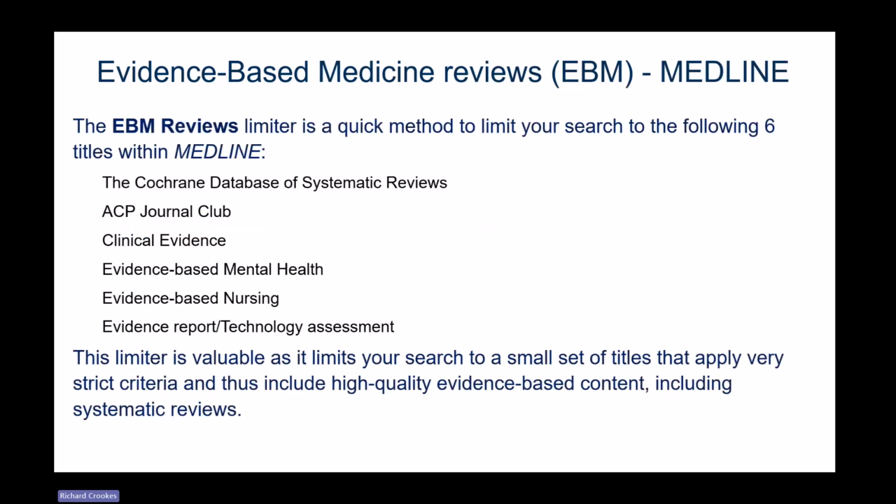Now, in contrast, the EBM reviews filter for MEDLINE will limit your search to the following 6 titles within MEDLINE. So it will pick up any systematic reviews from Cochrane, the ACP Journal Club content, clinical evidence, evidence-based mental health, evidence-based nursing, and evidence reports and technology assessments. Okay, so what it's doing is basically limiting your search results to a small set of titles that apply very strict criteria, so they include obviously high quality evidence-based content. Okay, so slightly different use of that as well.